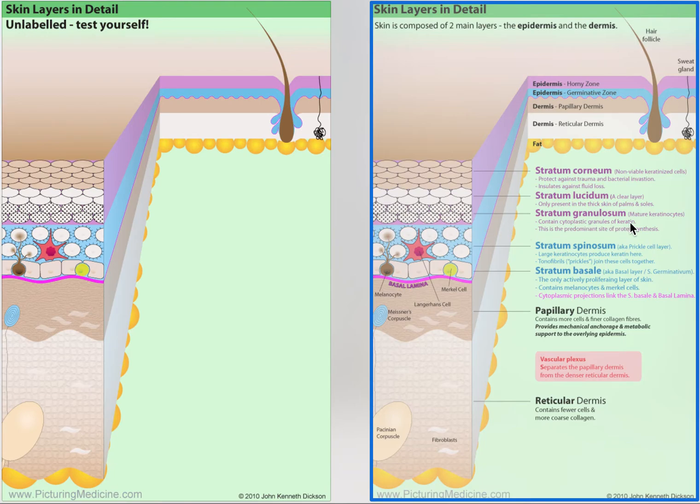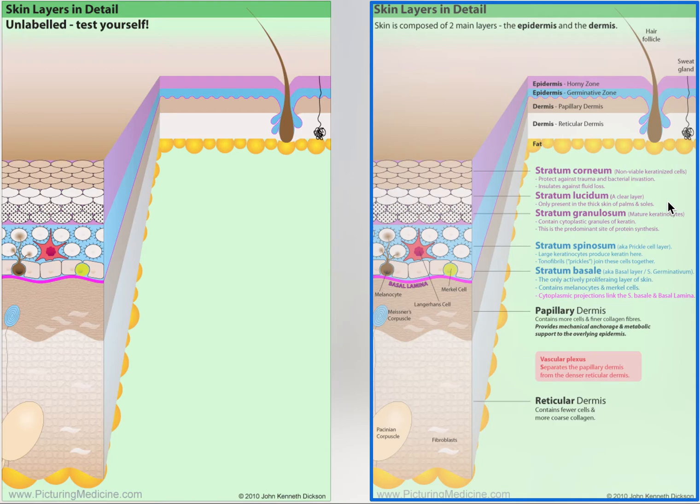And then we've got the stratum granulosum, the granular layer, where there are granules of keratin present. And this is the predominant site of protein synthesis. The stratum lucidum, so-called the clear layer, is actually present predominantly in the thick skin of the palms and of the soles on the hands and the feet. And then finally at the top, this non-viable, hard, keratinizing, protective stratum corneum, which is one of those key anatomical components of the human body, that external protective layer, insulates, protects against fluid loss. It's a barrier, and a very clever system where it sheds over time.